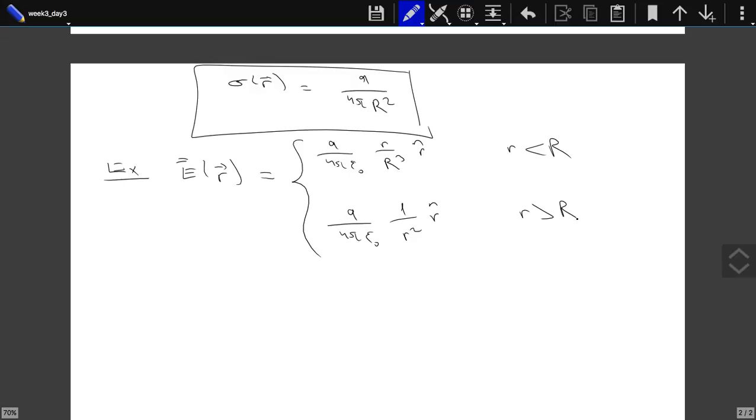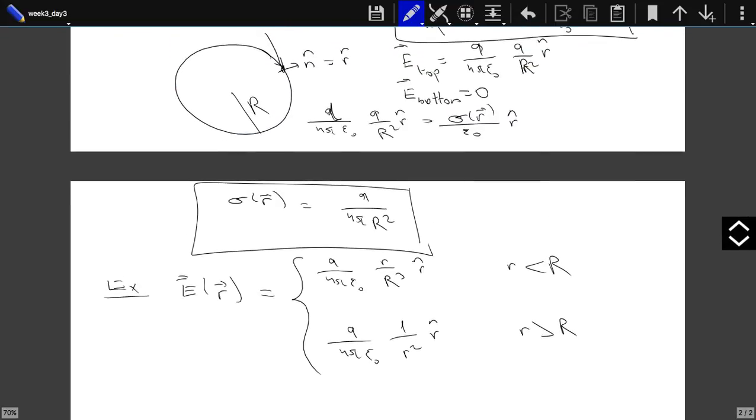Well, here there's no discontinuity in the electric field. In this region, this expression is continuous. In this region, this expression is continuous. The only possible discontinuity would have been when r is equal to capital R. But if you take the limit r is equal to capital R here and here, you get the same result. So there's no discontinuity. Let's change the problem a bit. Let me say this is Q over 2.